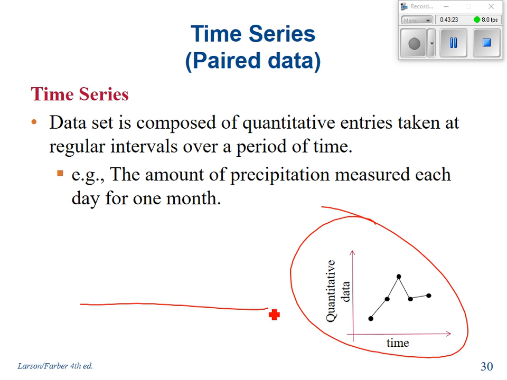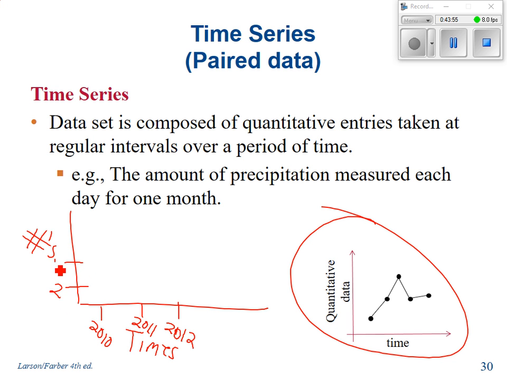So with the time series, you're going to have times down along the bottom. It might be years, minutes, seconds, whatever. So it might be something like 2010, 2011, 2012, so on, so on, so on. And then going up the side, you're going to have your quantitative data, your numbers. Maybe something like 2, 4, 6, 8.